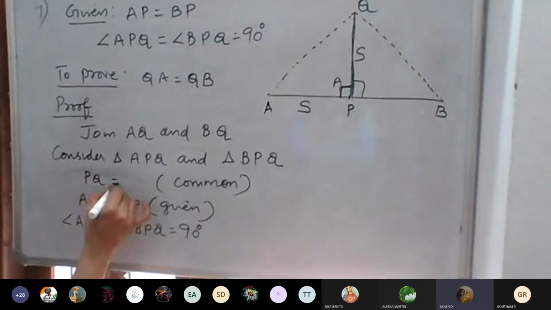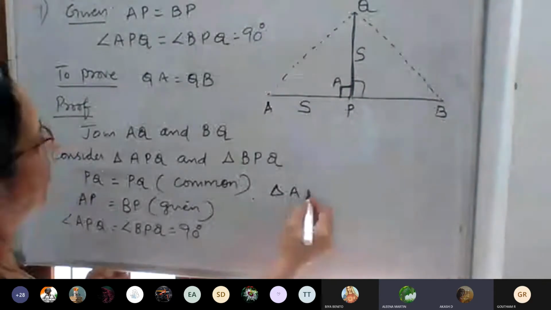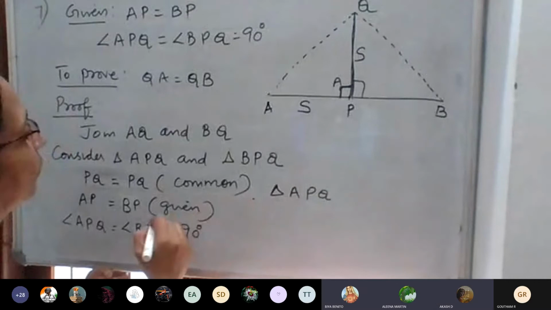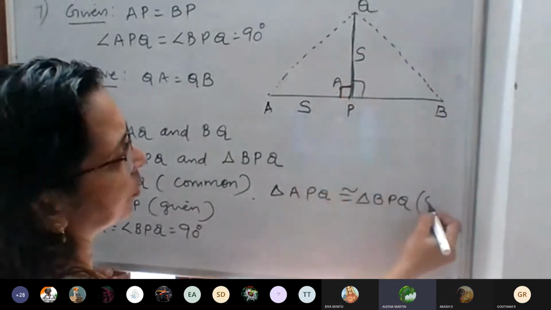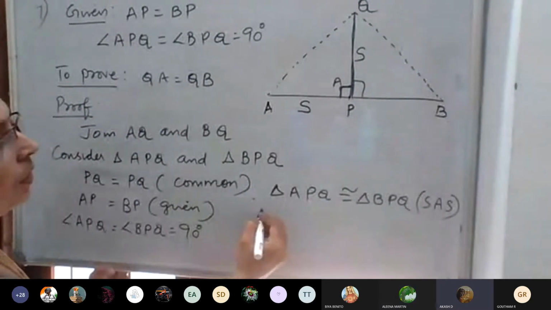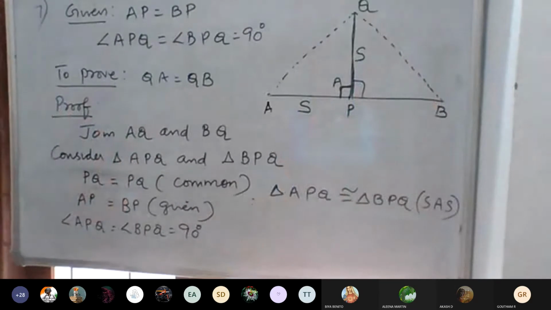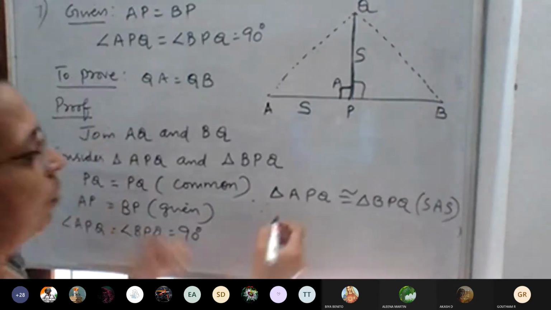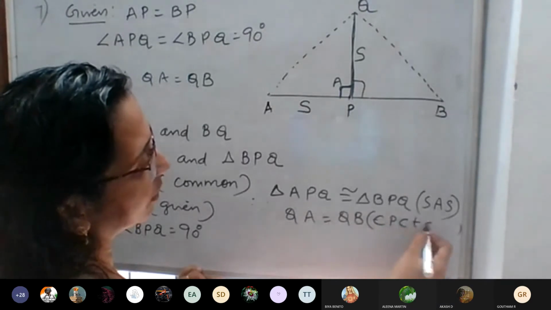Triangle APQ is congruent to triangle BPQ by SAS. Therefore, QA is equal to QB, by CPCT. We have to find out only that AQ is equal to BQ. Therefore, QA is equal to QB, by CPCT.